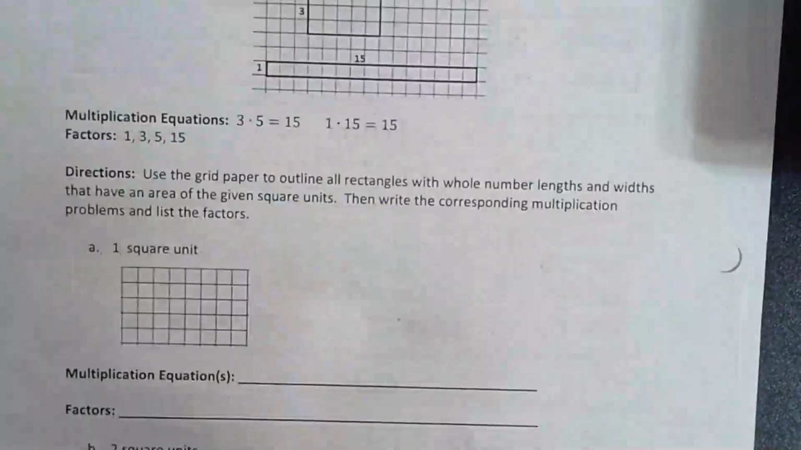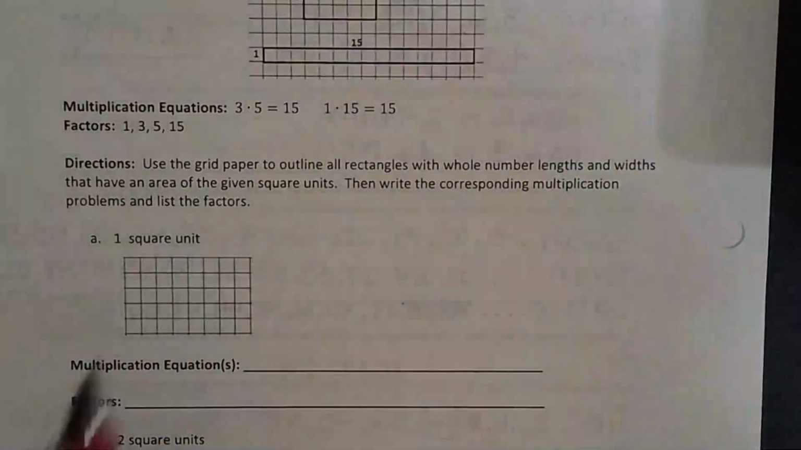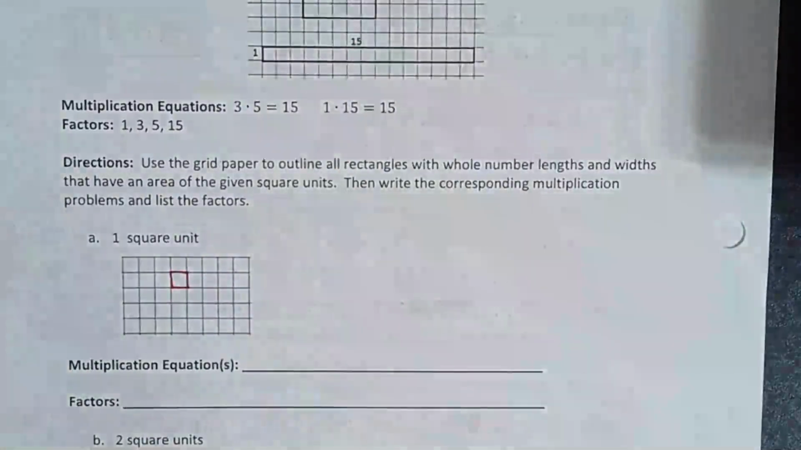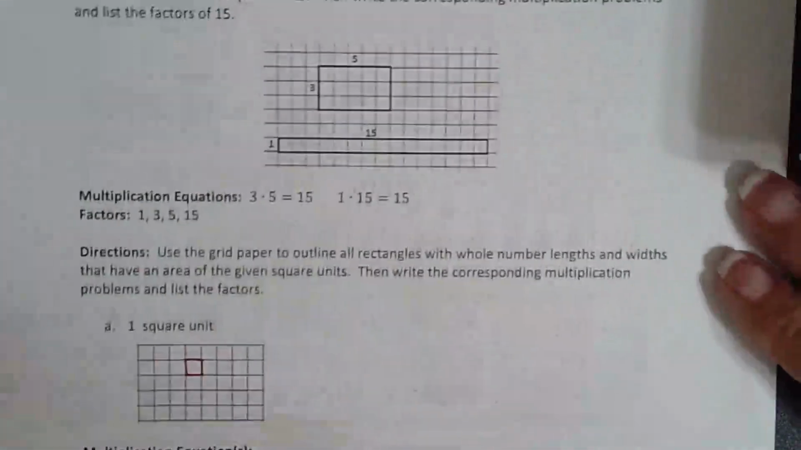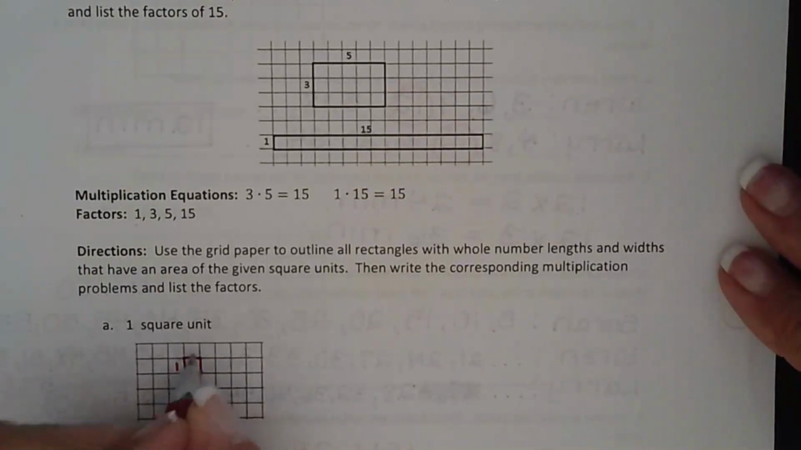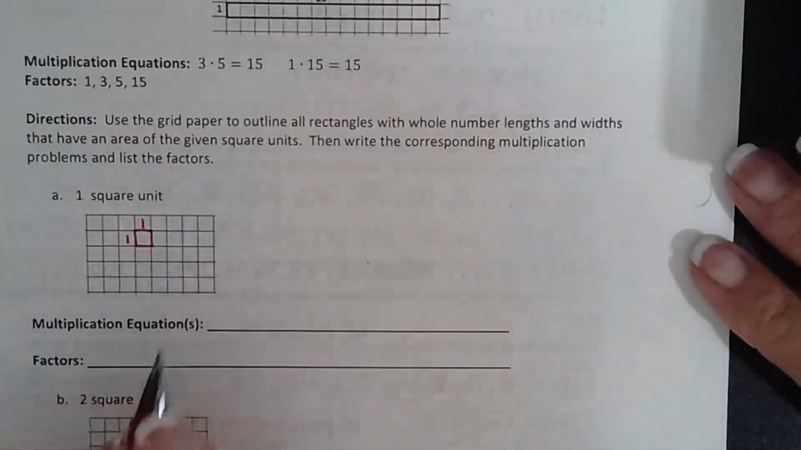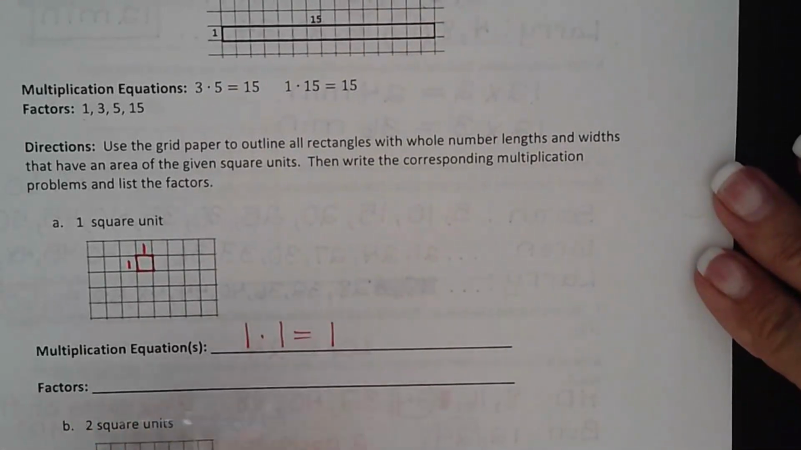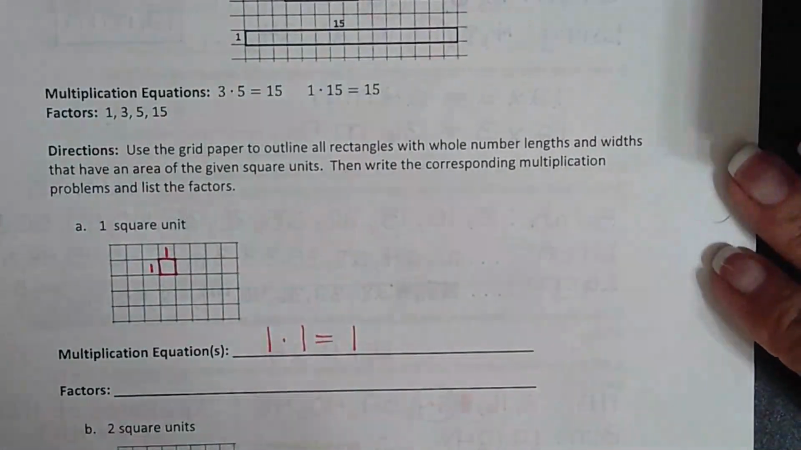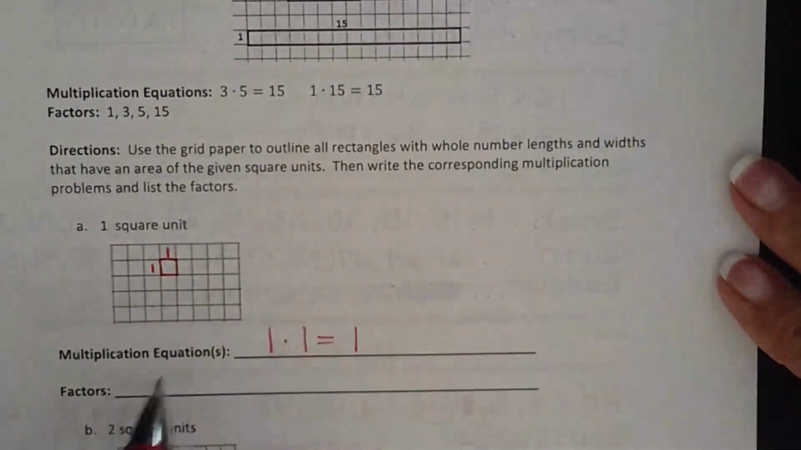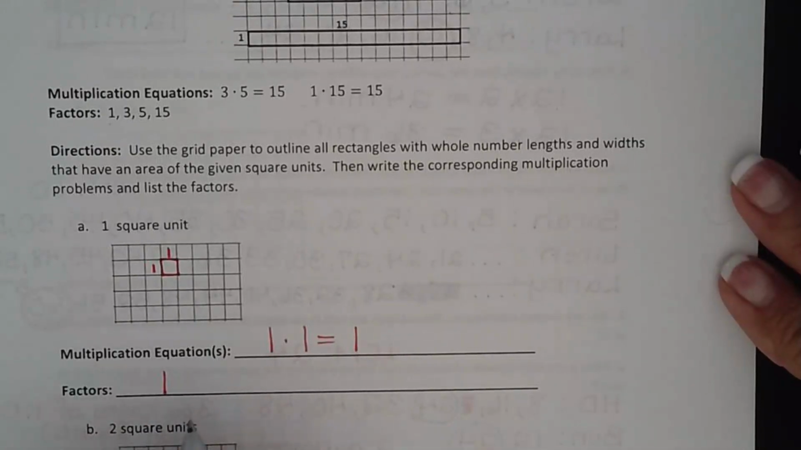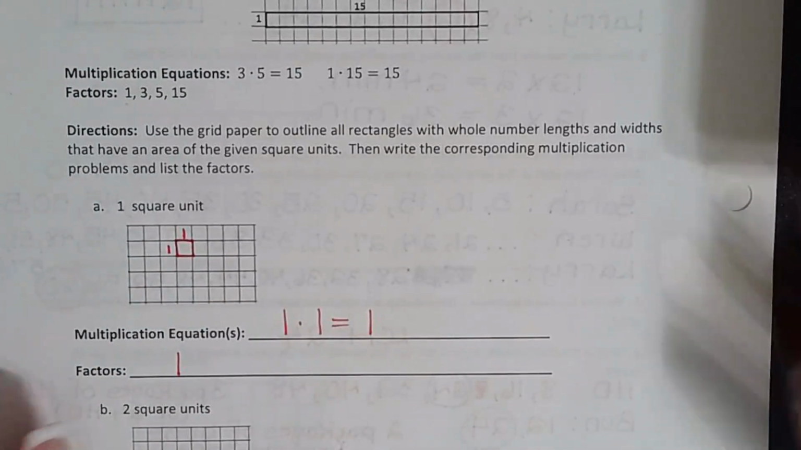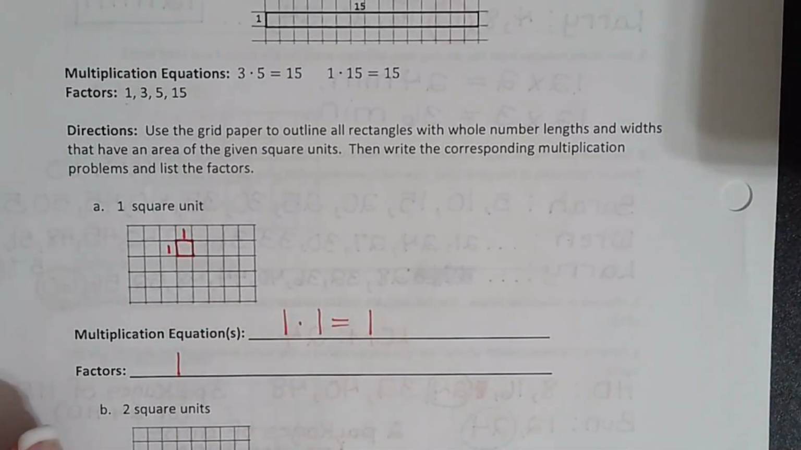1 square unit. Well, the only way to get 1 is 1 times 1. So like I said, you can either use a highlighter or a pen on that. So 1 this way and 1 this way, so it would just be 1 times 1 is 1. That's an easy one. And so the factors of 1 are just 1. That's it. We wouldn't list it twice, so the only number that goes into 1 is 1 itself.